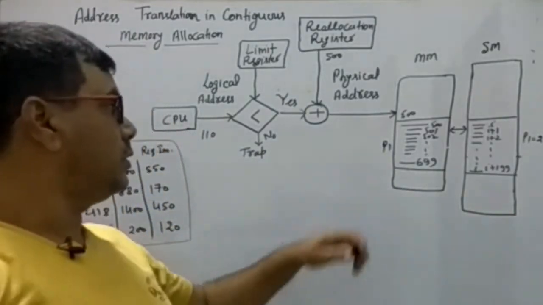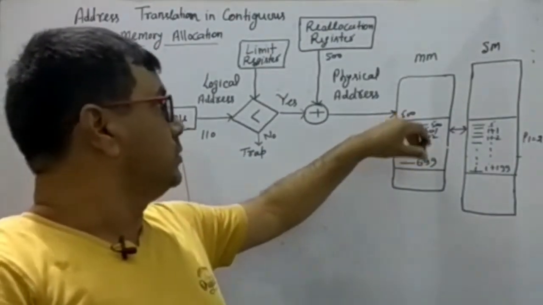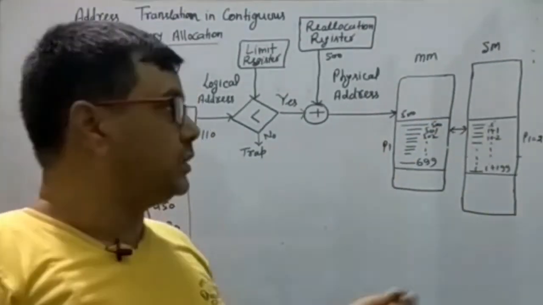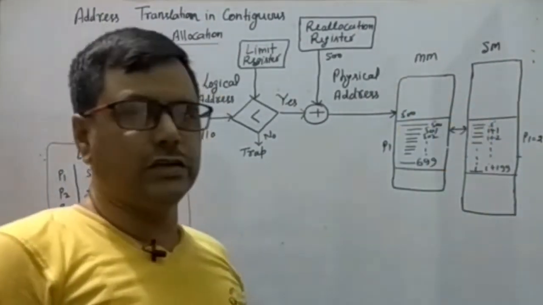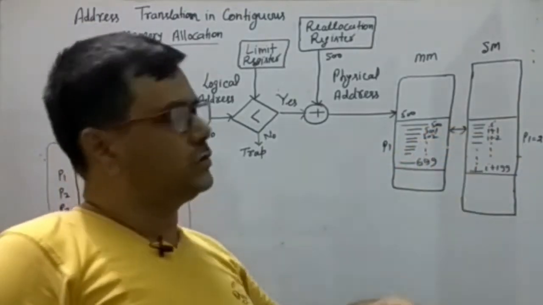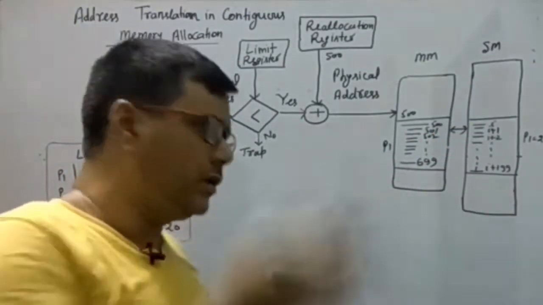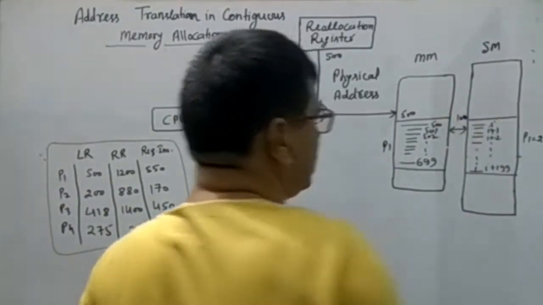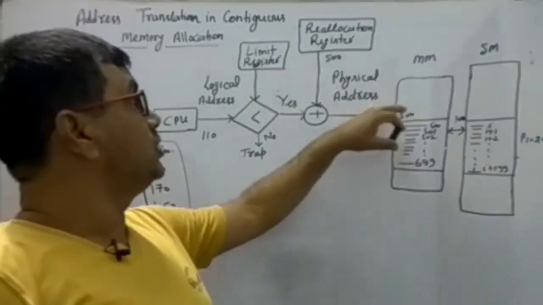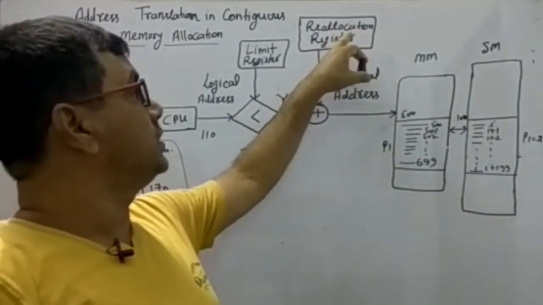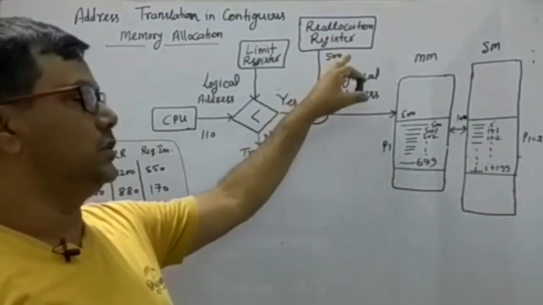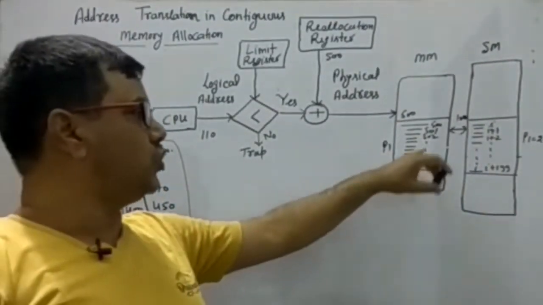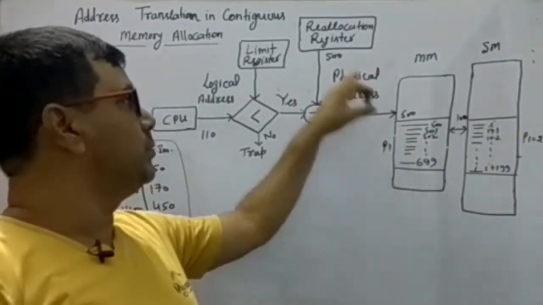Now the starting address is 500. It is not necessary that the 500 address will be in the secondary memory. In the secondary memory, the starting address of the process may or may not be different. For example, let its starting address be 100. They may be different. That's why it is known as the relocation register. The relocation register always holds the starting address of the process in the main memory.